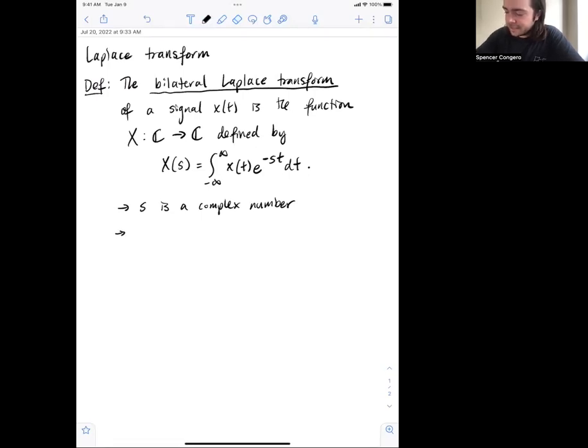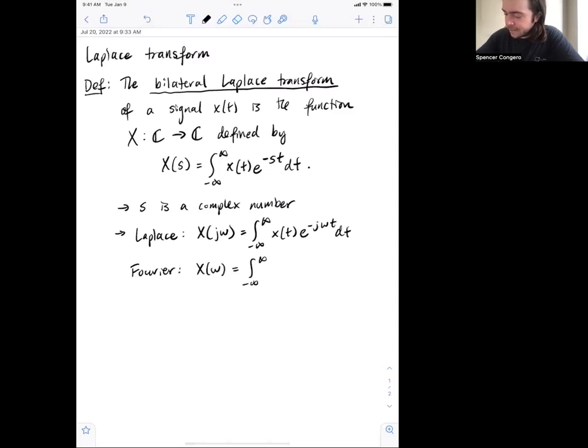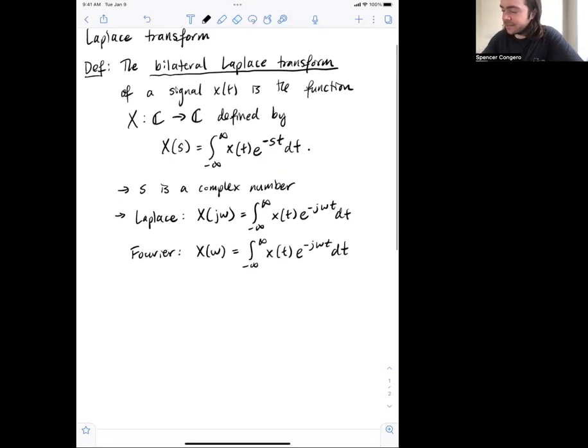Now let's look at exactly the difference between Laplace and Fourier, or at least, can we create the Fourier transform from the Laplace transform? It turns out we can if we plug in j omega. In the Laplace transform, if I plug in j omega for s, I get the integral of x of t, e to the negative j omega t. But wait a second, what was our Fourier transform? X of omega was the integral from negative infinity to infinity of x of t, e to the negative j omega t dt. Wow, they're the same.